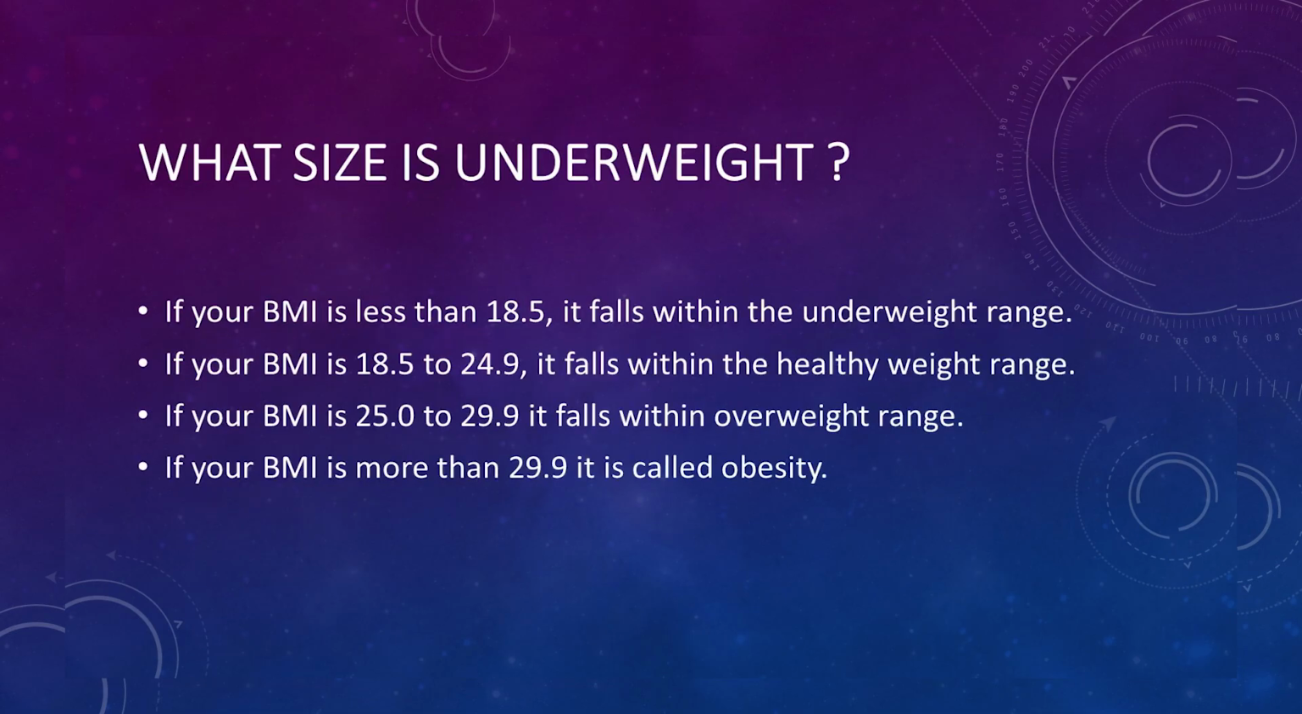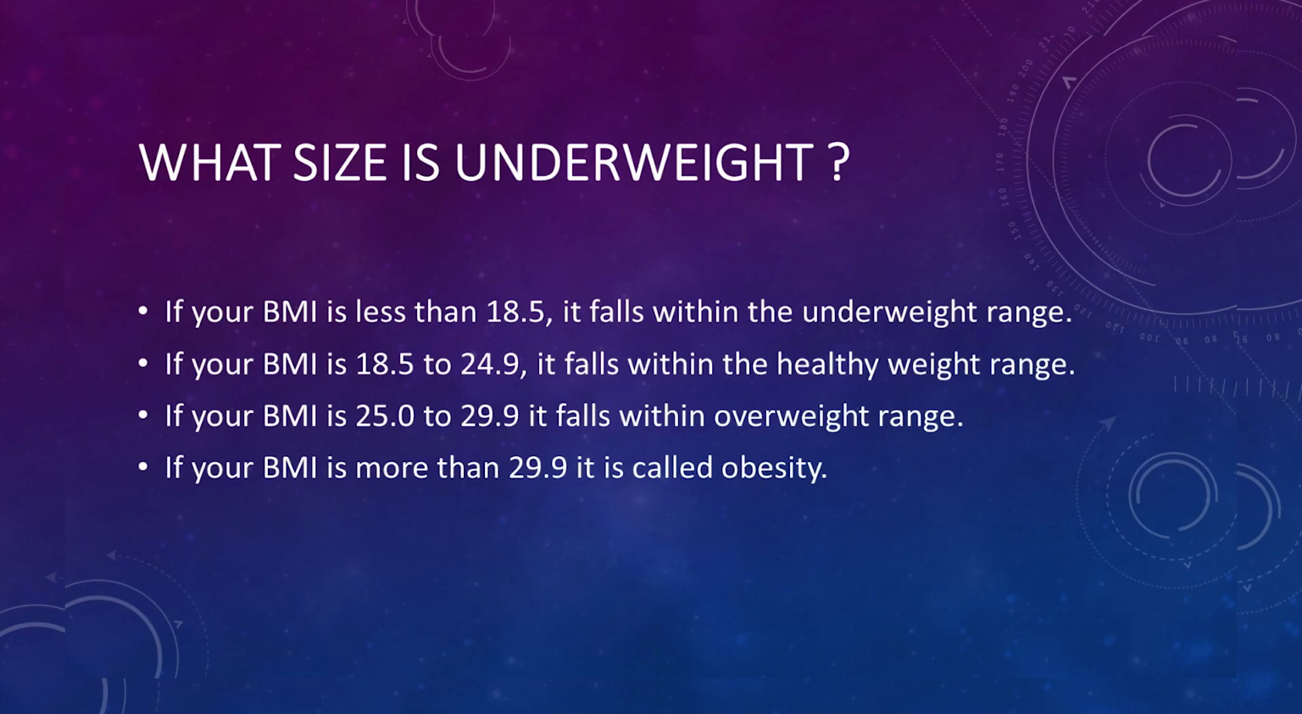So, what is the cutoff of underweight? If the baby's BMI is less than 18.5, it falls within the underweight range. Not only babies, in all persons, when the BMI is less than 18.5, it is called the underweight range. When the BMI lies between 18.5 and 24.9, that is called a normal BMI, and when BMI is 25 to 29.9, it falls within the overweight range, and above 29.9, the BMI is called obesity.